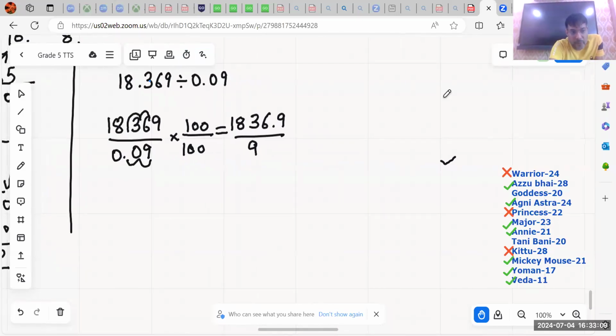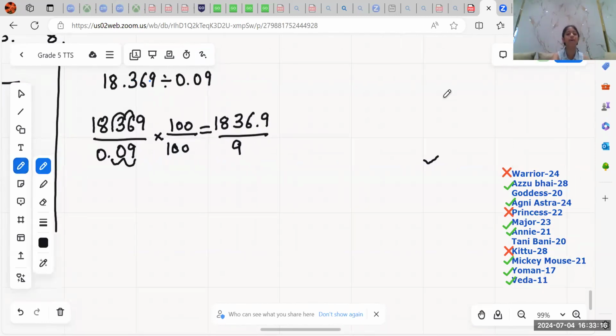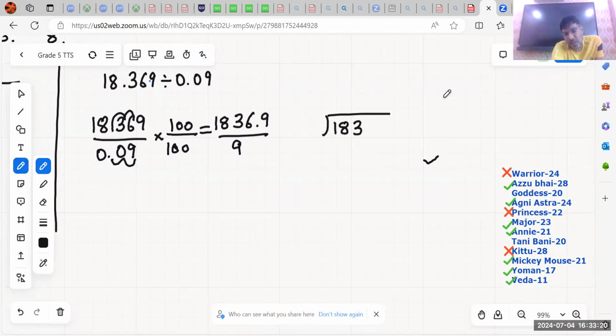Princess, what mistake did you do? Sir, when I multiplied, I wrote the answer 1839.6. Why? Sir, accident. Beta, if you do like this, you will not get a driving license.